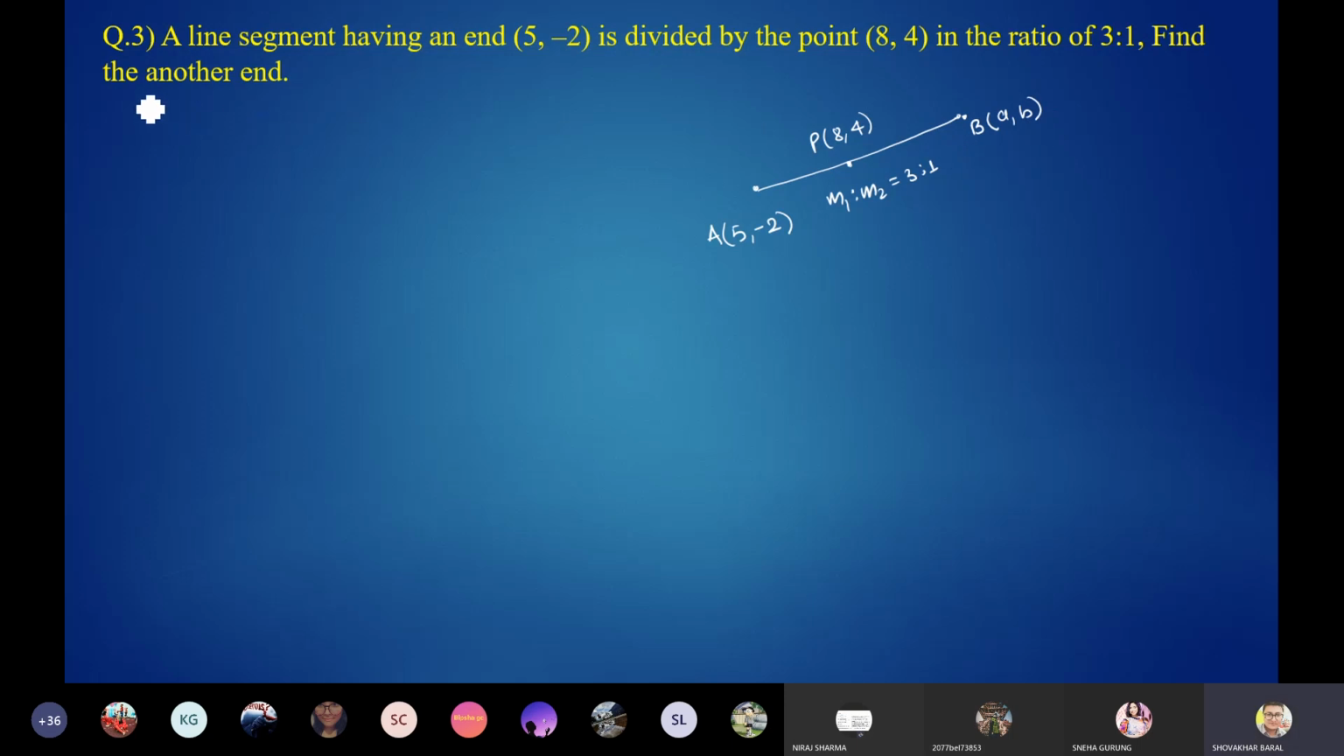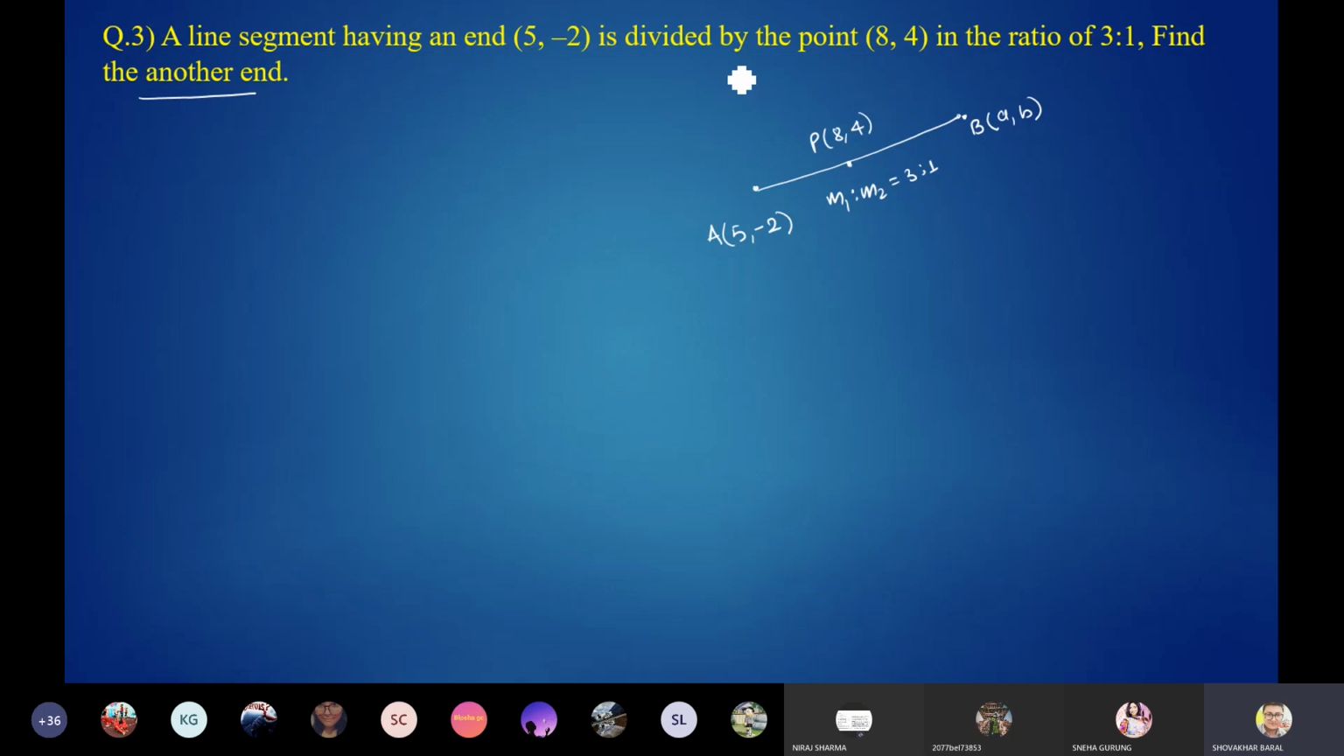Clear हुने है क्वेशनमा. End भन्यो भने चाहिँ एउटा endको line segmentको endको point. This A in this case. And the question is asking you to find the other end. This is B, A comma B. We are supposing it A comma B so that it will be easier for us to find. First point, the point that divides AB internally in the ratio 3:1 is 8 comma 4.